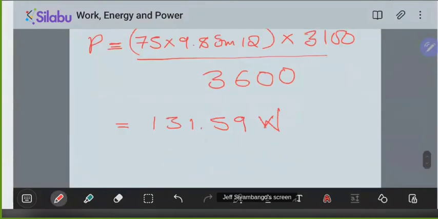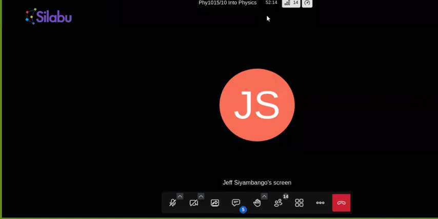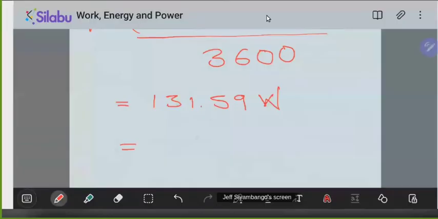Okay, so can you guys just go through this? Okay, so this is in watts. We can write it to 3 significant figures, so we have 132 watts. That becomes our final answer for this question. Any questions at this point?